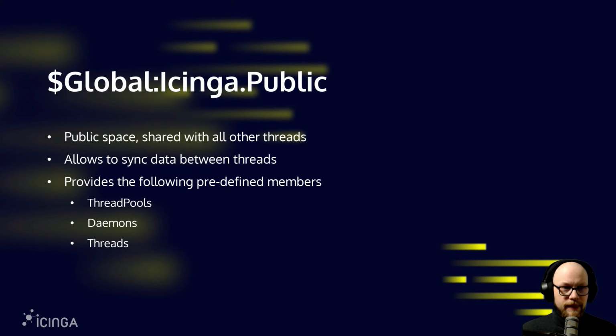Then we have the public space, and the public space is the interesting part, because this one is automatically shared between all threads you have available within your Icinga for Windows environment. That means all data you write there is available from all threads, can be shared, can be read, can be written. There are some predefined statements like thread pools, daemons, and threads. Just like private, the daemons part is for your custom daemon for your namespace to add something there to share information.